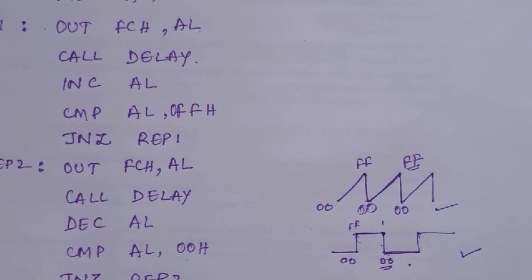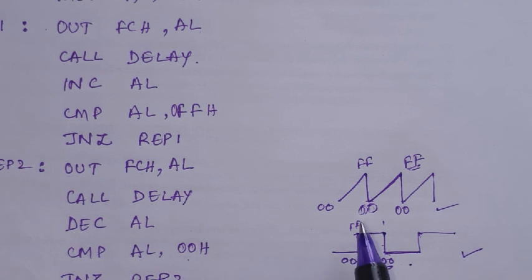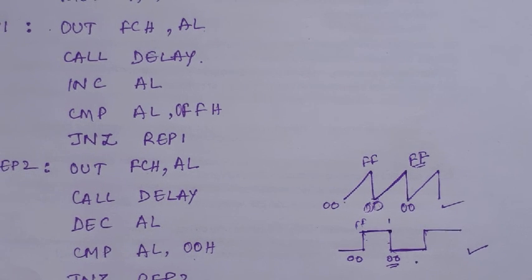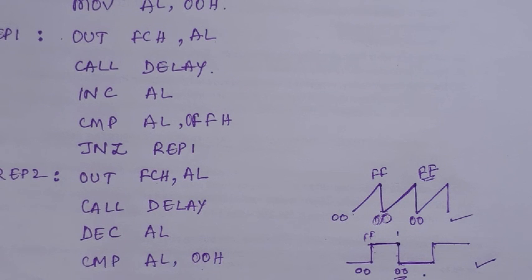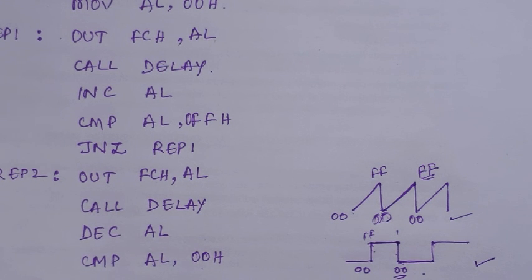So if a frequency is also mentioned, then you should calculate the timings, delays and all properly, so that you get that particular frequency. Okay, so this is about DAC interfacing with the processor through 8255.